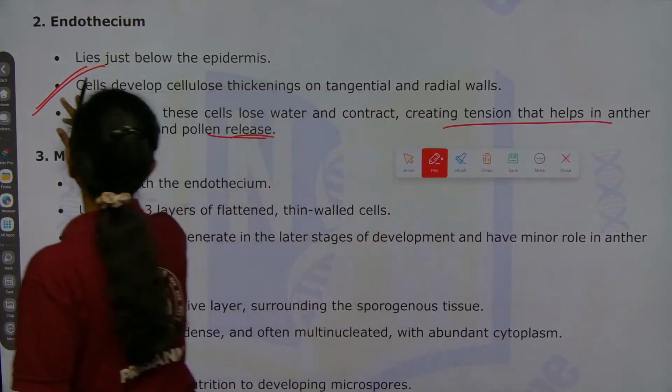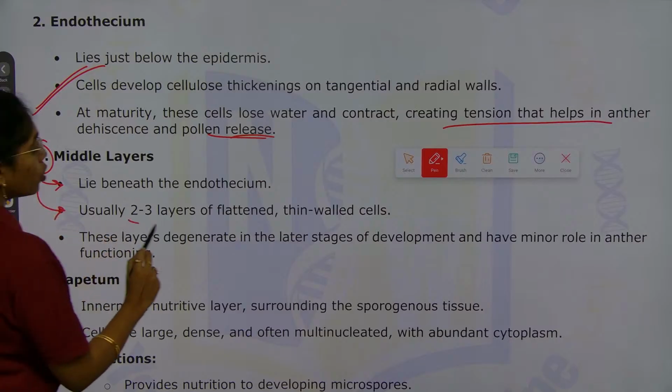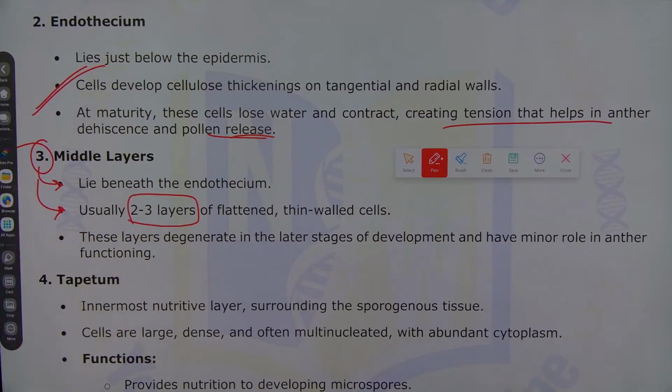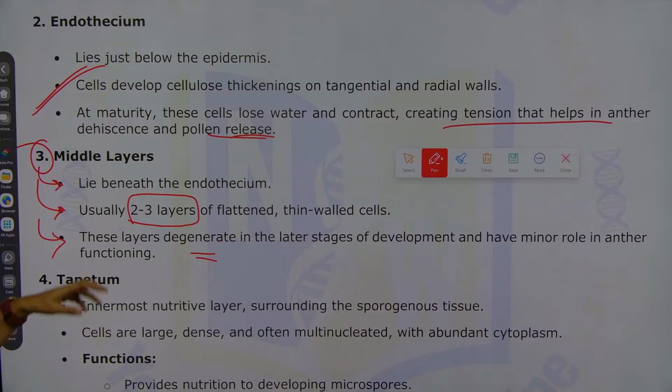Middle layers, they will lie beneath the endothecium. Usually they are 2 to 3 layers of flattened thin walled cells. These layers will degenerate in the later stages of development and they will have a minor role in the anther functioning.